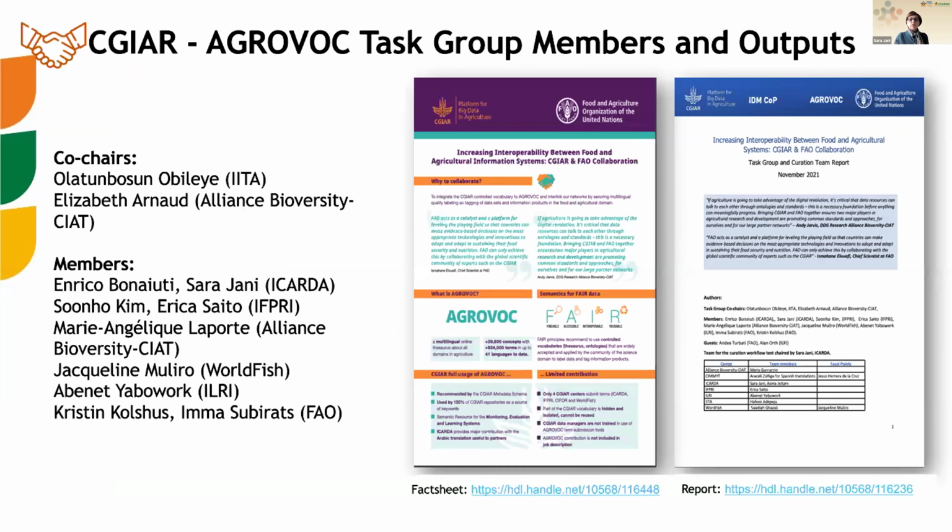In 2021, a task group was formed within the CGIAR Ontology Working Group of the Information and Data Management Community of Practice. The International Institute of Tropical Agriculture, IITA, and the Alliance of Bioversity International and the International Center for Tropical Agriculture, CIAT, co-chair this group. The goal of the task group is to define the importance of AGROVOC for CGIAR data publishing, the benefits of CGIAR contributing to AGROVOC, and how to organize CGIAR's contribution in a coherent workflow. The task group produced two knowledge products: a report summarizing main recommendations and a fact sheet available on CG Space.